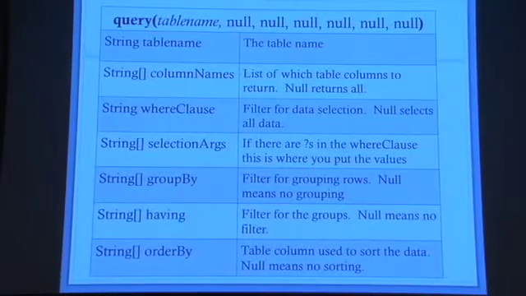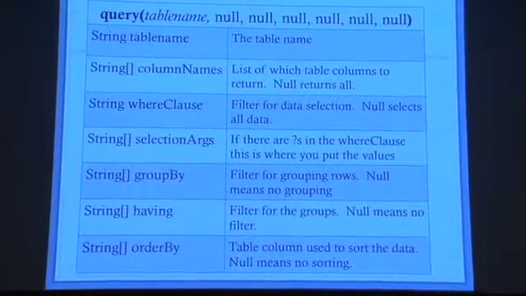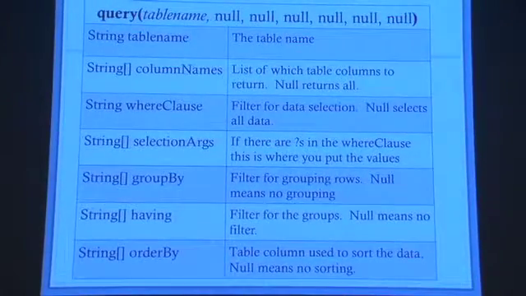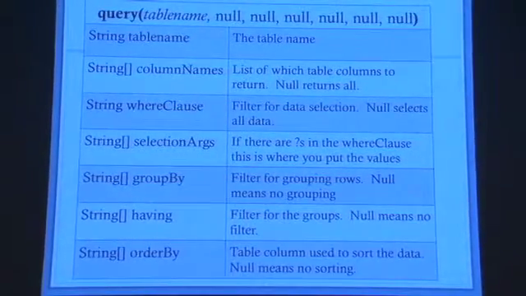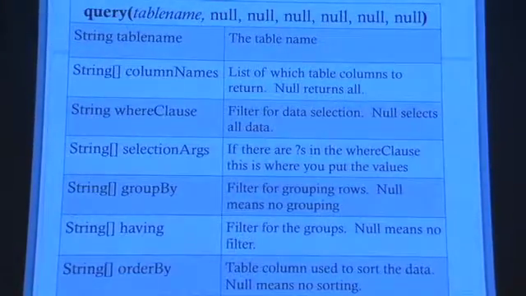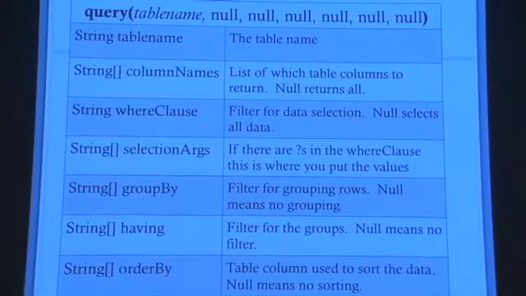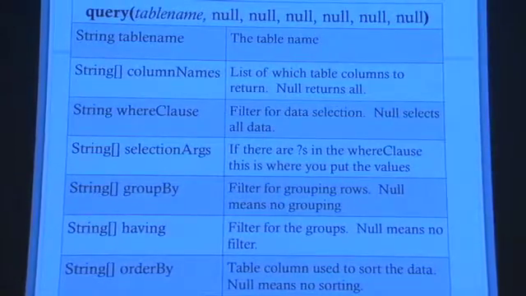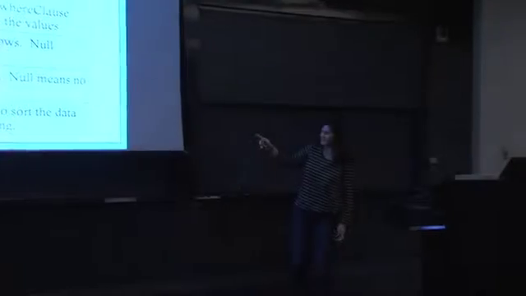And then the fifth parameter is a group by string array. And if you're using that, a string array for having. And then the last one is order by, which is a table column used to sort the data, and null means no sorting. Now I have string array at this order by, and it might just be a string. I'm not 100% sure on that. I do use that in my program, and I think it's just a string, so that could be a mistake. I'll find out if it is, and I'll get back to you on that.